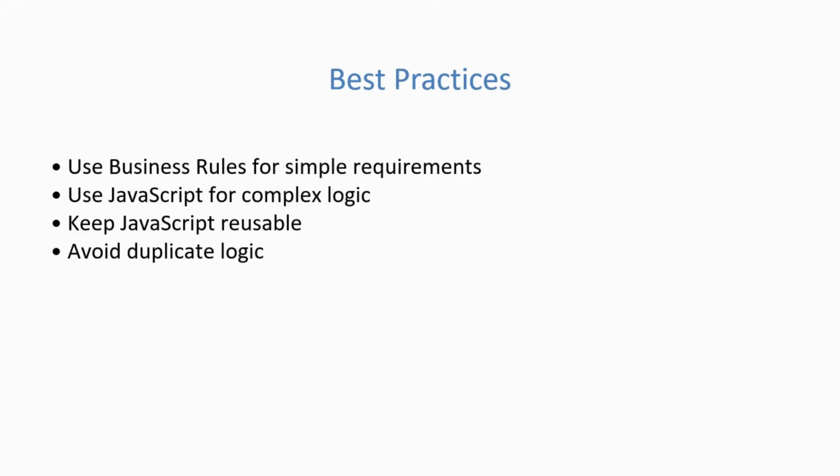Here are some best practices to keep in mind. Always use business rules whenever the requirement is simple and can be achieved without coding. Use JavaScript only when business rules cannot fulfill the requirement. Avoid unnecessary JavaScript because more code means more maintenance. Keep your JavaScript functions modular and reusable. Finally, never duplicate the same business logic in multiple places, as it can lead to inconsistent behavior and increased maintenance.